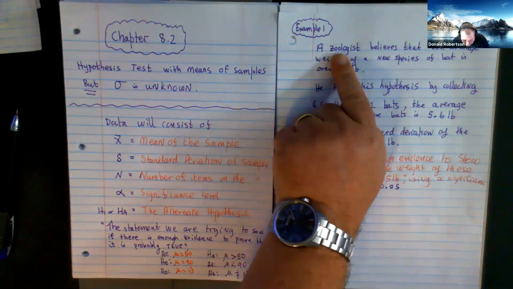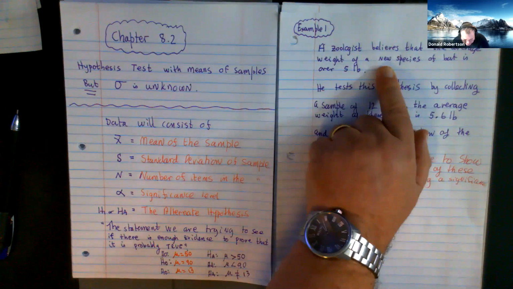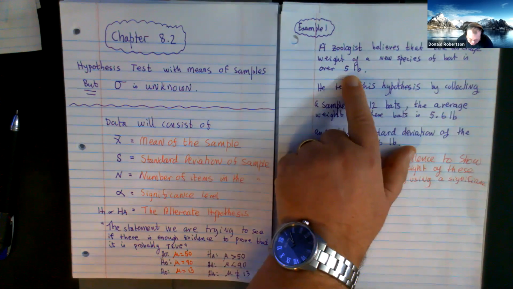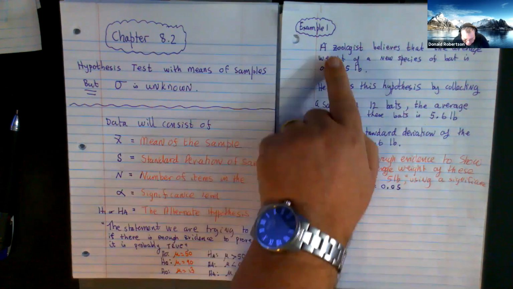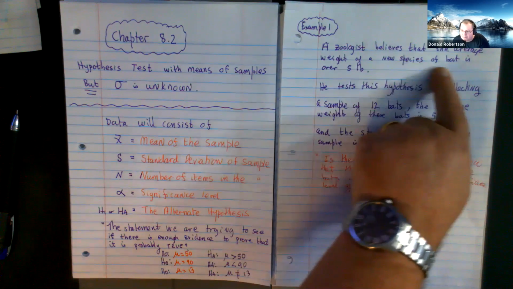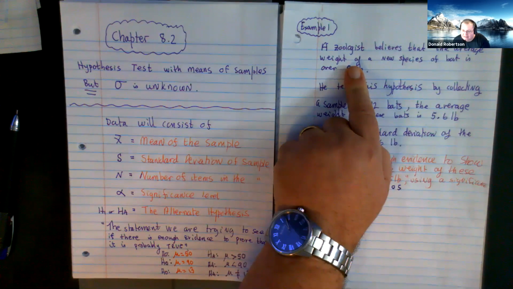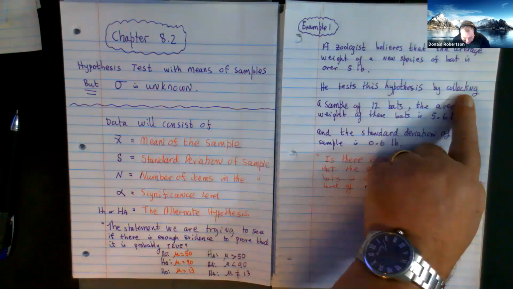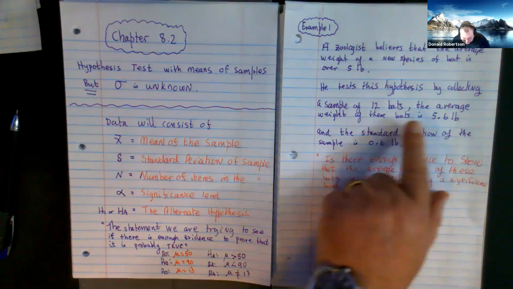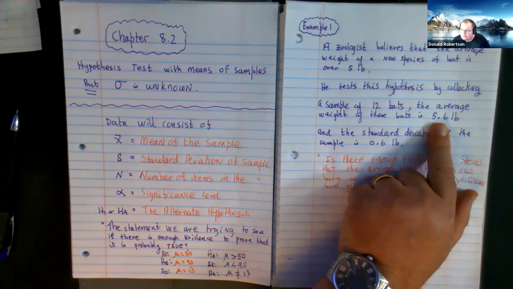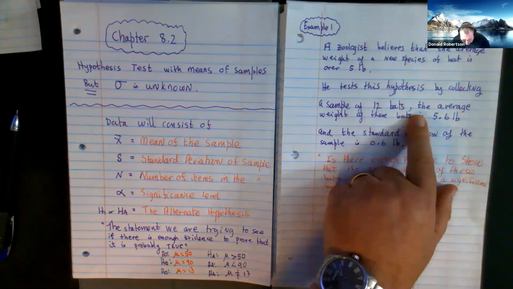A zoologist believes that the average weight of a new species of bat is over 5 pounds. That is essentially, you've been told HA. You want to prove, is this true? Is the average weight of these new bats more than 5 pounds? Can I prove that? So he tests a hypothesis. He collects a sample of 12 bats, which is not very many. And the average weight of these bats is a little bit more than 5 pounds, 5.6 pounds, which he's happy about. That's sort of evidence. And the standard deviation of this sample is 0.6.